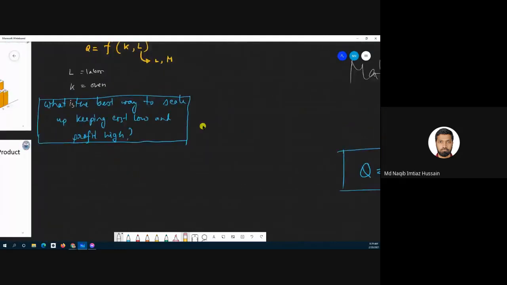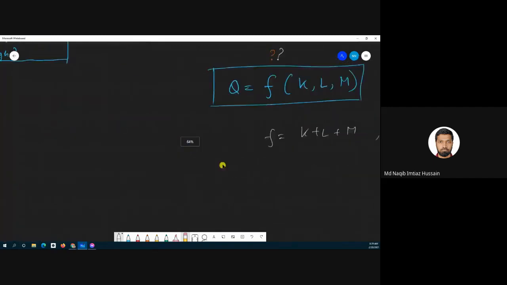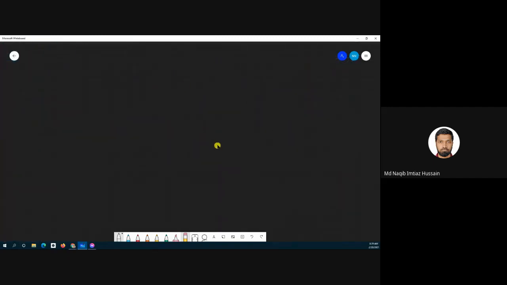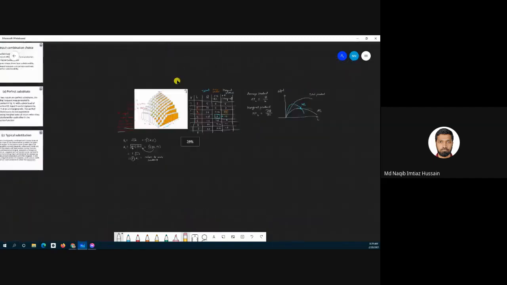This is the question. Remember এটা আগের দিন লিখেছিলাম আমরা। What is the best way to scale up keeping the cost low and profit high? We are trying to scale up. এখন where would you operate on an isoquant line should be directed by your desire to keep the cost low and keep the profit high, right? Make sense? বোঝা যাচ্ছে?